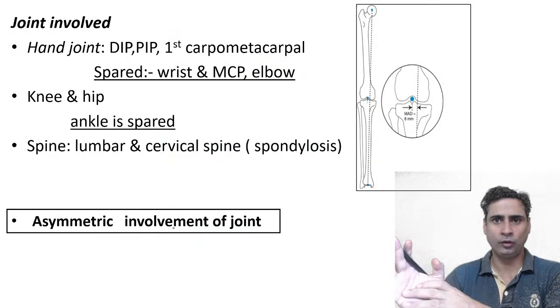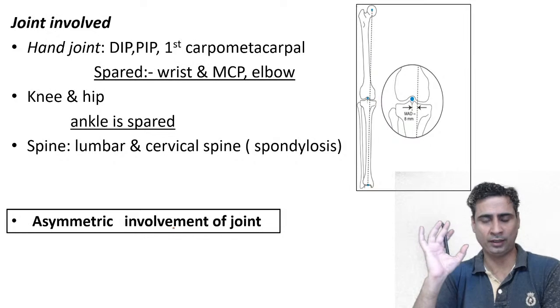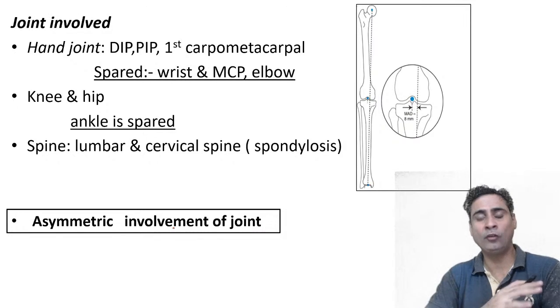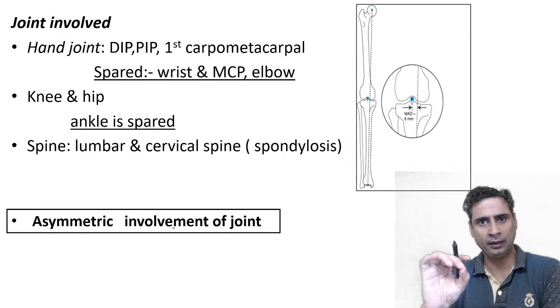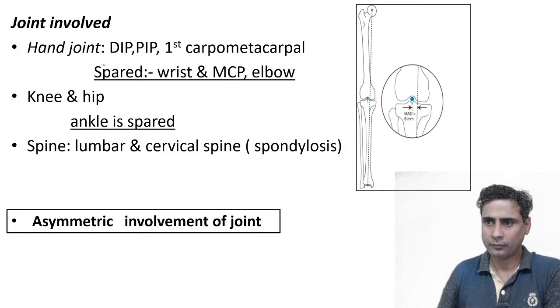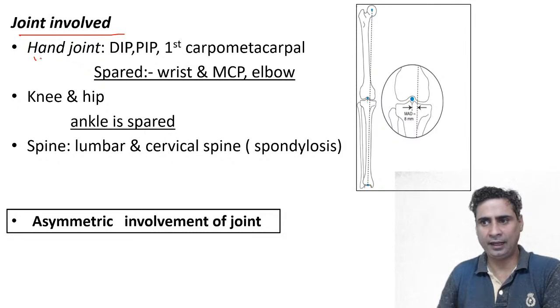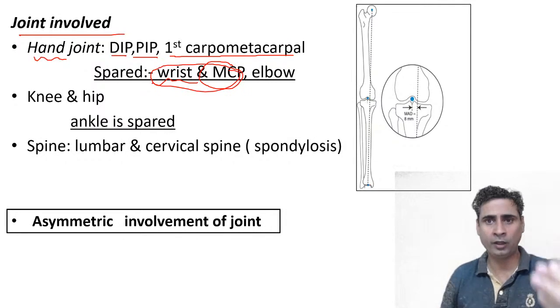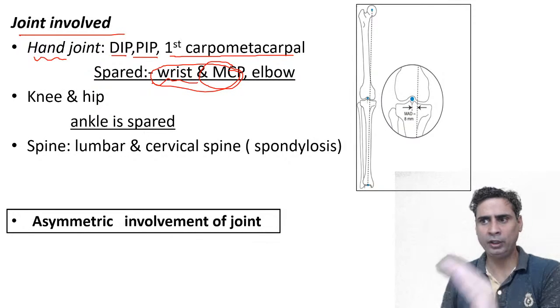Now which joints are involved in osteoarthritis? Once again I am telling, we are talking about primary osteoarthritis, where there is no primary pathology in the joint. Secondary osteoarthritis can involve any joint. Whenever there is joint pathology, that joint can be involved to cause secondary osteoarthritis. Here we are talking about primary osteoarthritis. And the joints involved in primary osteoarthritis in the hand are the distal interphalangeal joint, proximal interphalangeal joint, and first carpometacarpal joint. There will be typical sparing of wrist joint and metacarpophalangeal joint, which are involved in rheumatoid arthritis. How to remember this, I will be telling you along with rheumatoid arthritis. There will be sparing of elbow joint also.